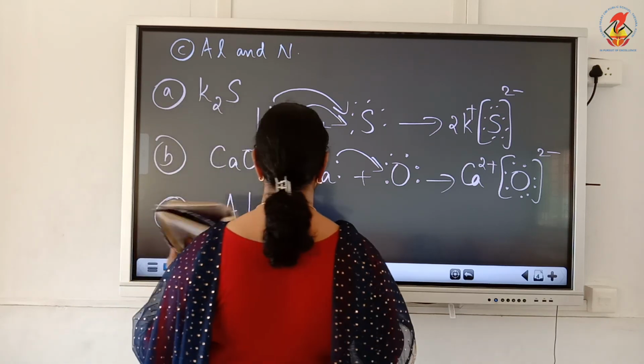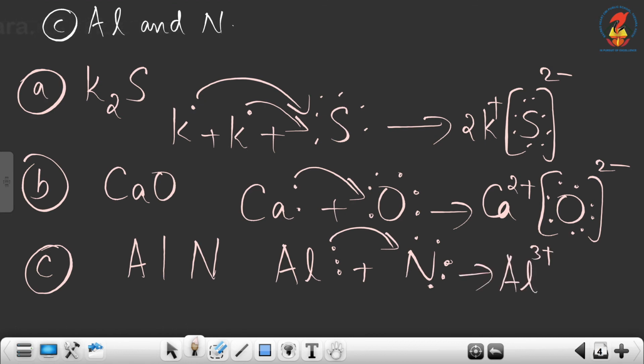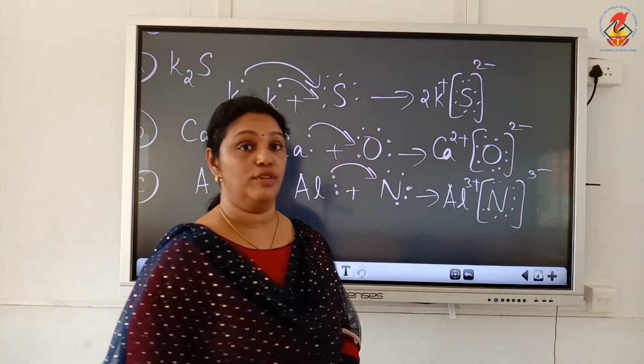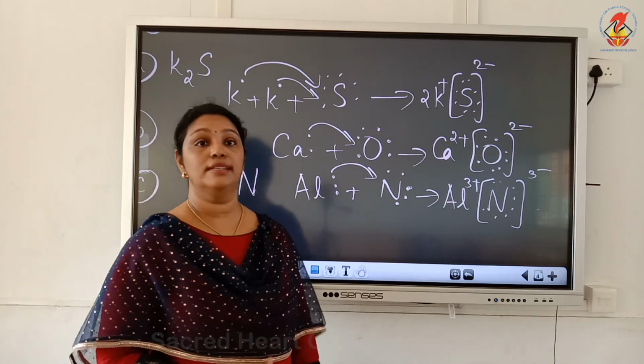Now let's see the Lewis symbol. Aluminium has 3 valence electrons, 1, 2, 3. And nitrogen has 5 valence electrons, 1, 2, 3, 4, 5. Now what will aluminium do? It will donate all the 3 electrons to nitrogen. So aluminium on losing electrons becomes Al3 plus, and nitrogen will gain 3 electrons to get an octet of 8, and it gets 3 minus. So this is how you have to show the formation of cation and anion using the Lewis symbol.